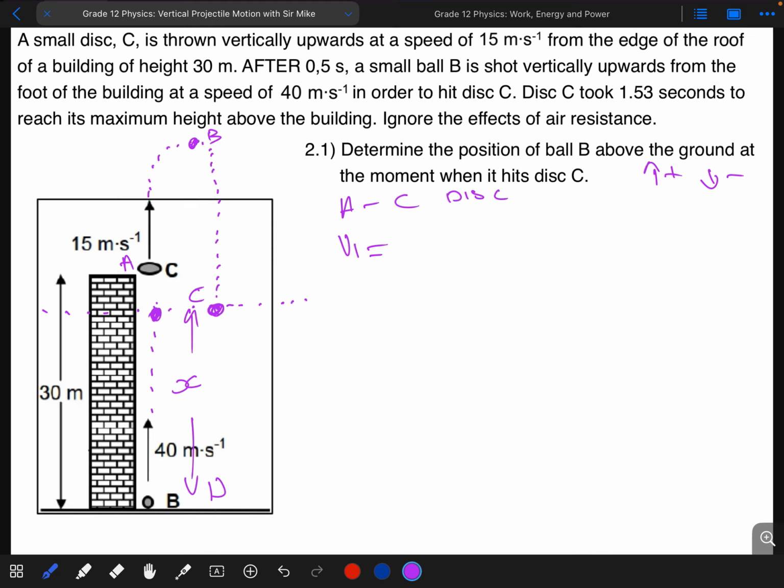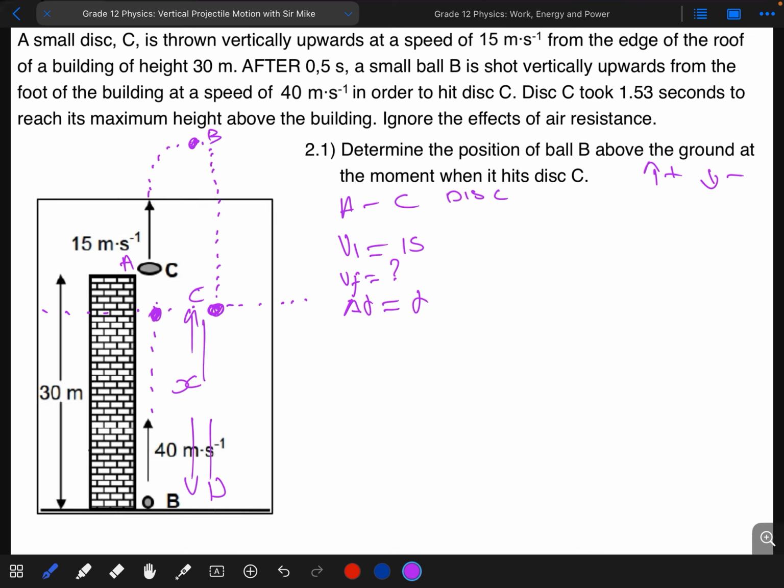So V initial would be positive 15, because it was projected upwards from that point. My V final is unknown. I don't know at what velocity disk C was moving when they pass each other. But I know that delta t, the time taken by object C to reach point C, is t.